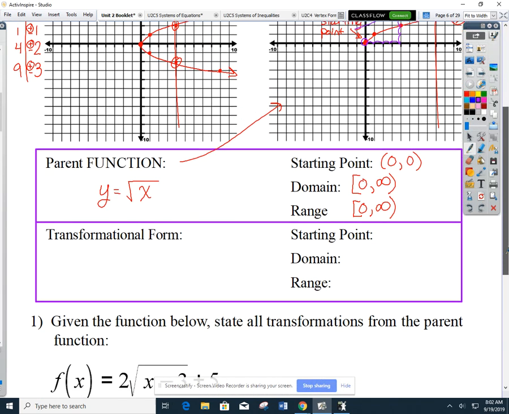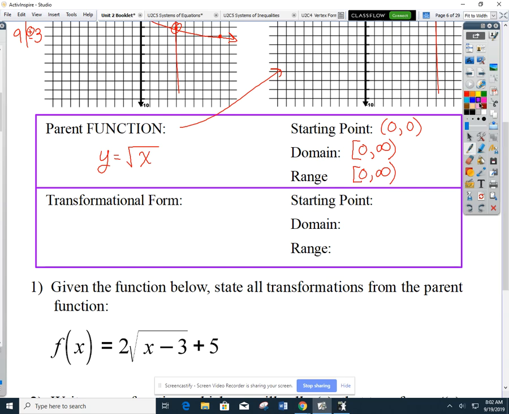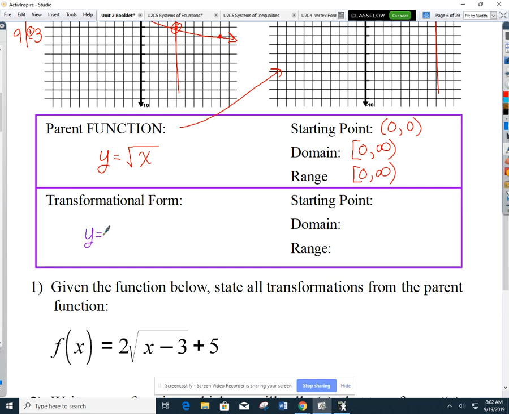So whatever transformation we do, it's going to shift this starting point. So that's our focal point. So in transformational form, it's just like the vertex form of a quadratic, but we call it transformational form because there is no vertex. So it's a square root of x minus h, and then outside the radical is plus k.